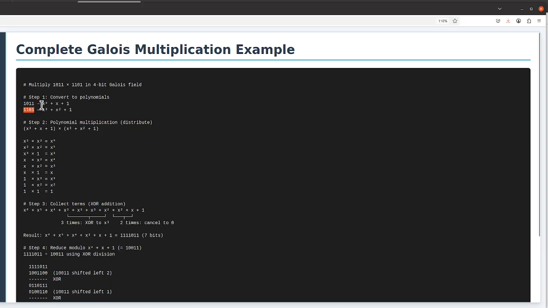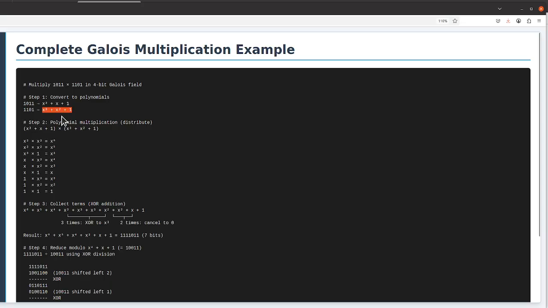First, convert these bit patterns to polynomials. 1011 means x cubed plus x plus 1. When reading from left to right, this means position 3 has a 1, position 2 has a 0, position 1 has a 1, and position 0 has a 1. Similarly, 1101 means x cubed plus x squared plus 1.